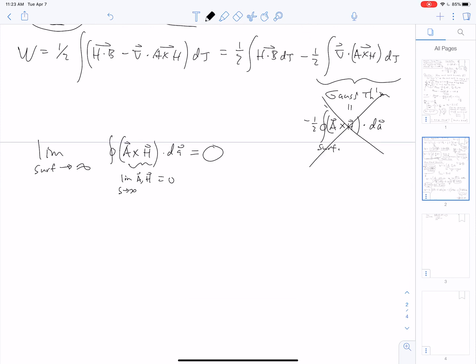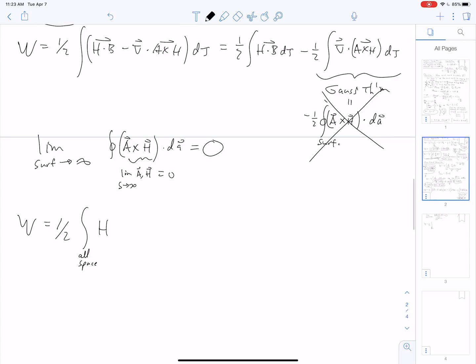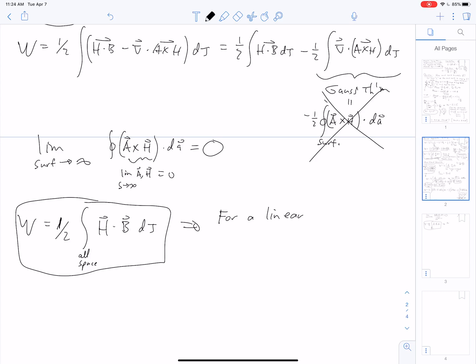So that means that the second integral we can cross off. It goes to 0, and so that means that the work to ramp the current up into our loop is 1/2 times the integral, now over all space. We have to be very careful. It's over all of space of H dot B d tau. And so now we can see that the work is stored in the B field, and then that's it. So this is a very general expression, but for a linear material, it gets a little simpler.